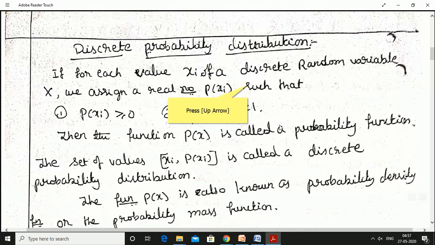Look at this. Usually, we are denoting the random variables by capital X, Y, Z, etc. If for each value xi of a discrete random variable capital X, we assign a real number p of xi or p of x such that p of xi is greater than or equal to 0. Simply we can also write this as p of x. And second condition is summation i is equal to 1 to n, p of xi is equal to 1, or summation of p of x is equal to 1. Then the function p of x or p of xi is called a probability function.